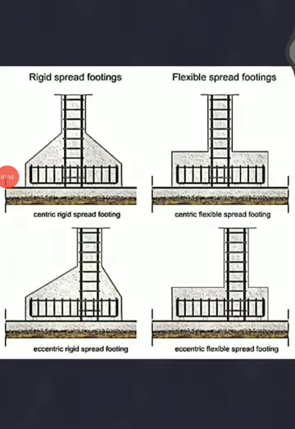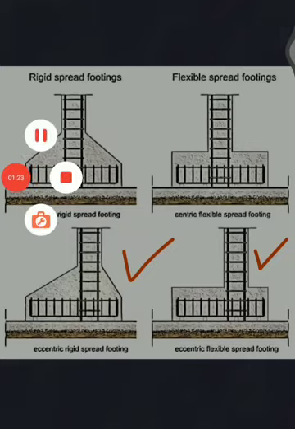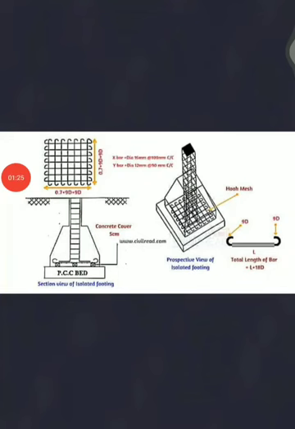The above two figures are centric figures, that is, a centric rigid spread footing and a centric flexible spread footing. Now below these two are examples of eccentric spread footings. Here you can see the different parts of the skeleton. You will have the mesh, that is the footing mesh. Then you will have the splice bar in this portion from the column base to the footing mesh.